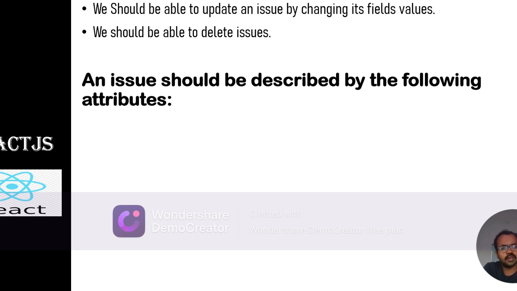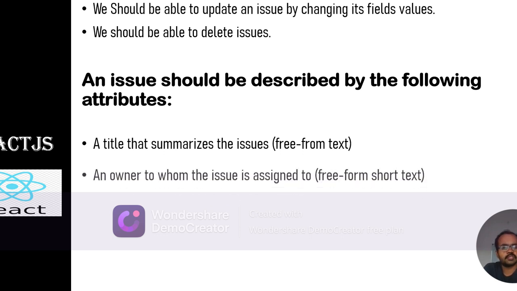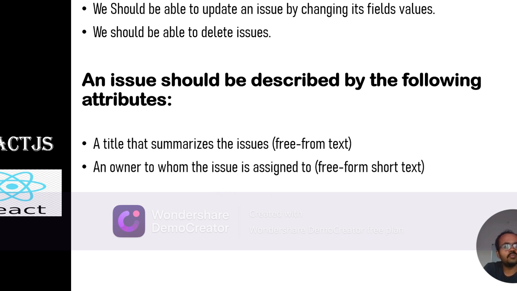An issue should be described by the following attributes, like a title that summarizes the issue. What is the particular issue in Jira? There will be a title which summarizes the issue. What is a bug? That particular bug will be summarized. An owner to whom the issue is assigned. For example, in the organization there will be a team lead or product manager. They will become the owner for a particular product. They assign tasks to the developers in a team.